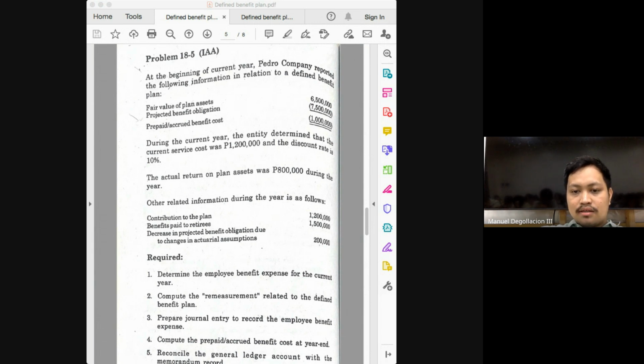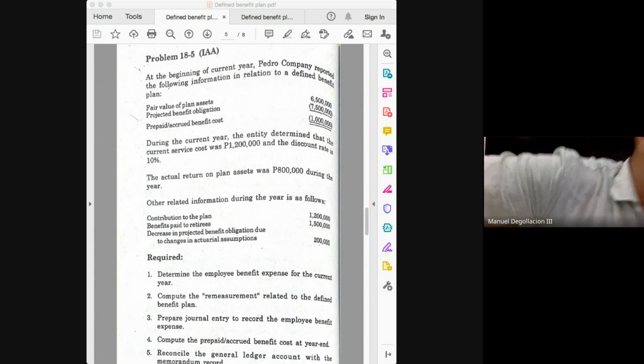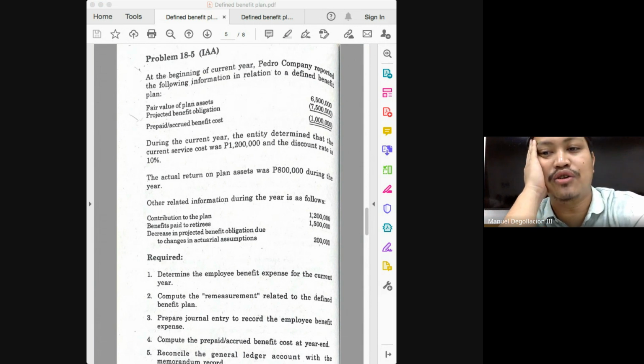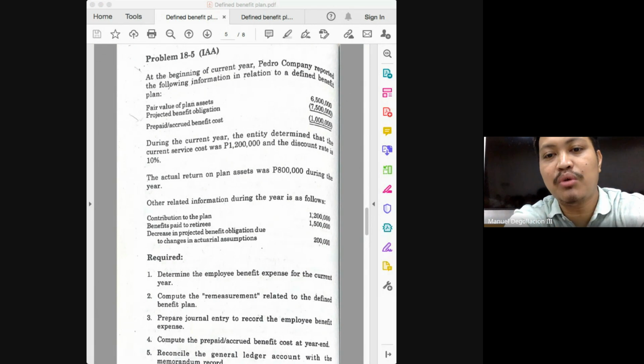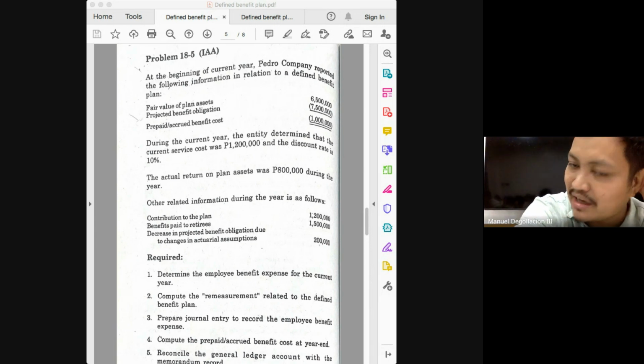in this problem, class, we will have actuarial changes. Okay, remember the 200,000. But this time the 200,000 will be deducted in getting your PBO, and I hope that makes sense to you, because what kind of actuarial change do we have here? A decrease in PBO. Okay, so there's nothing tricky here. The problem tells you that there is a decrease, that your PBO should be decreased because of changes in actuarial assumption. So this should be a deduction, class. Deduct the 200. Okay, and then what else do we deduct? Deduct the benefits paid. And again, we do not have any settlements.